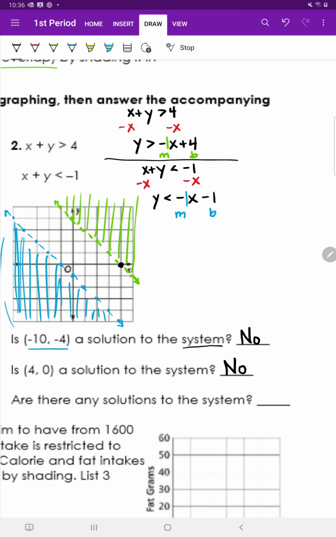But let's think about this a little bit more deeply. Are there any solutions to the system? This point over here might be a solution for green, but it won't be a solution for blue. Points in here won't be solutions for anything. And points over here might be solutions for blue, but they're not solutions for green. There are no points on this entire graph that would be in both the blue region and the green region. So the answer here is no. There are no solutions to the system. There are solutions to blue and there are solutions to green, but there are no solutions to the system.